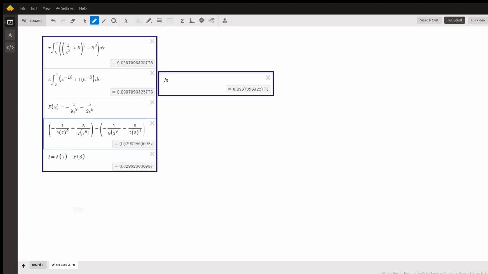So here's what that looks like. Here's the original problem with the outer radius squared minus the inner radius squared. This is 0.0937. Here's after I squared that binomial and combined the two constants. Here's an antiderivative. And if I evaluate that antiderivative from 3 to 7, I get this number right here. But then I have to multiply that by pi to get this answer, which matches what we had on row 1 up here and what we had on row 2.